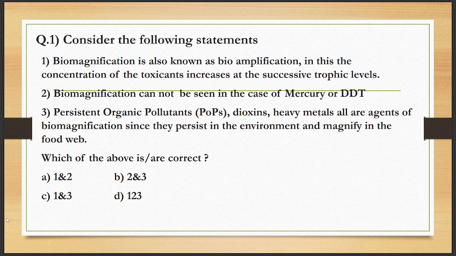Statement 2: Biomagnification cannot be seen in the case of mercury or DDT. Statement 3: Persistent organic pollutants, dioxins, heavy metals, all are agents of biomagnification since they persist in the environment and magnify in the food web. So which of the above is or are correct statements? Options are A 1 and 2, B 2 and 3, C 1 and 3, or D 1, 2 and 3. You have 20 to 25 seconds. You can give your answer in the live chat.